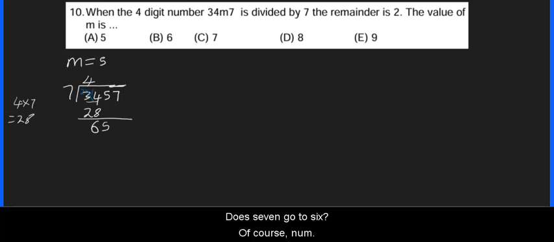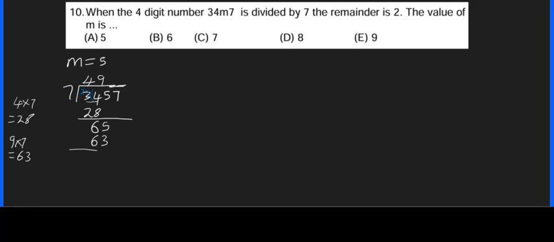Does 7 go into 6? Of course, no. Does 7 go into 65? Yes, it goes 9 times. You can always check that by saying 9 times 7, that will give you 63. Then 5 minus 3 is 2. That looks like the remainder we are looking for, but no, we still have 7 there. So let's bring 7 down.